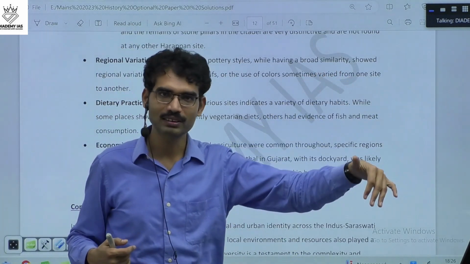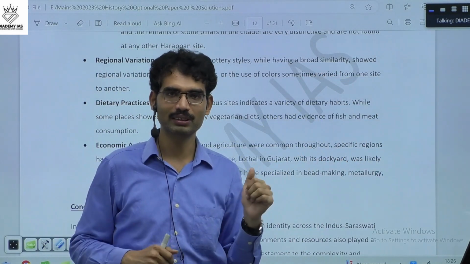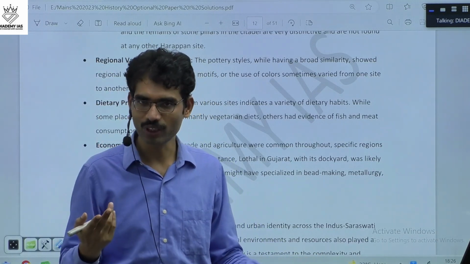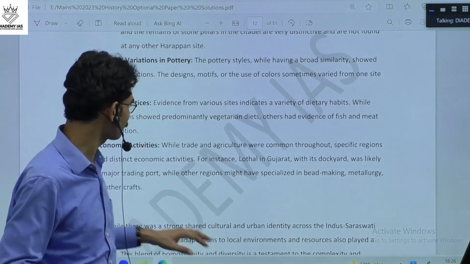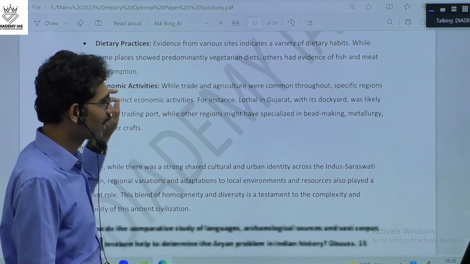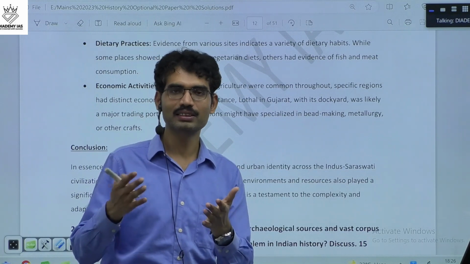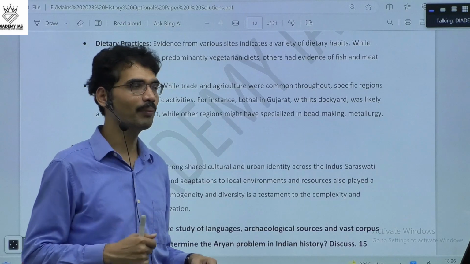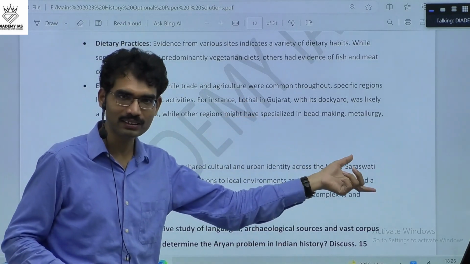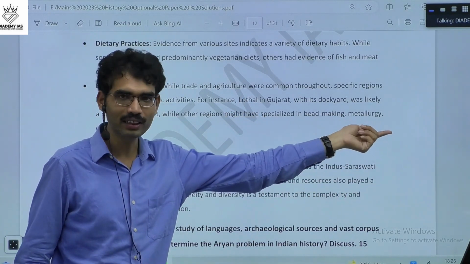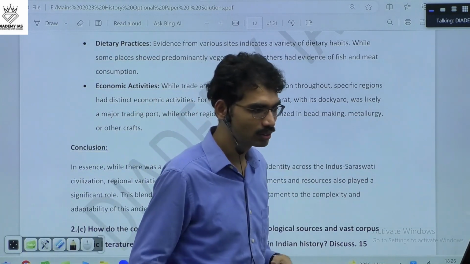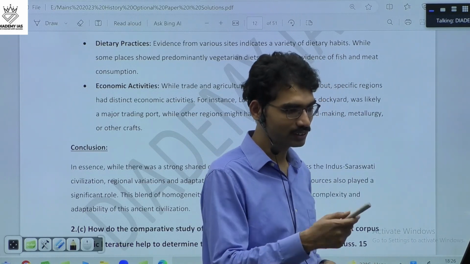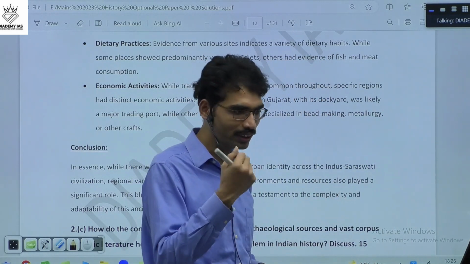In the eastern part, certain food habits, in the western part, certain food habits. In central India, certain food. In northern and southern, different food habits. That is diversity. Economic activities: in certain places agriculture dominated, in certain cases industries dominated, in certain cases trade dominated. In coastal areas, trade practices were more prominent, and in interiors, agriculture was more there. Rice seen in Lothal is unique among other IVC sites, a very good example. So that is one difference.